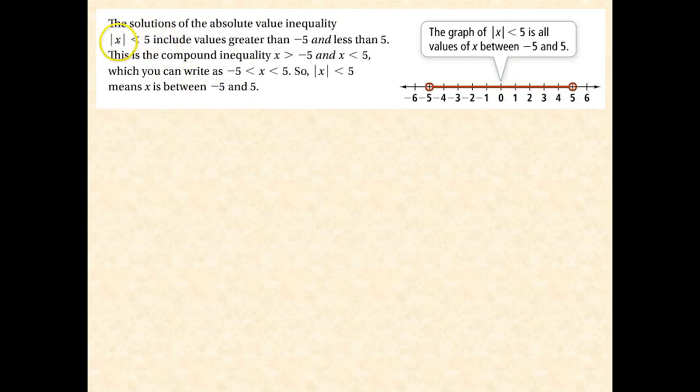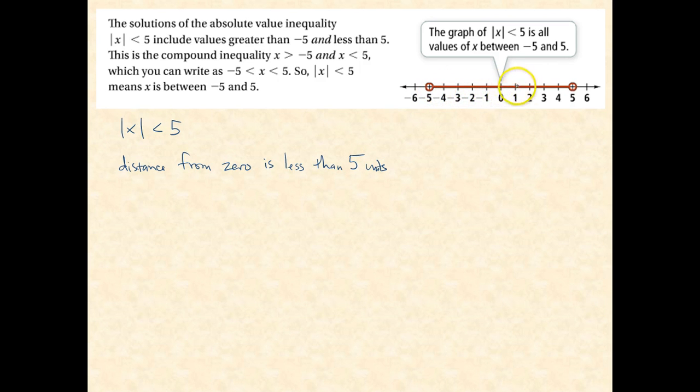Alright, now we're going to talk about absolute value inequalities. It's beneficial to remember that absolute value means distance from 0. So when you see the absolute value of x is less than 5, what you should be hearing in your head is the distance from 0 is less than 5 units. So here's 0. The distance away from 0 is less than 5 units.